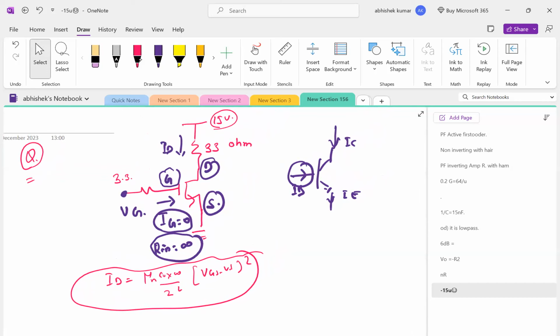Or they are asking you to just draw the circuit. This is also a possibility. I don't know what they are asking. Give me 1 second, okay? Let me see what those guys have solved in the paper.